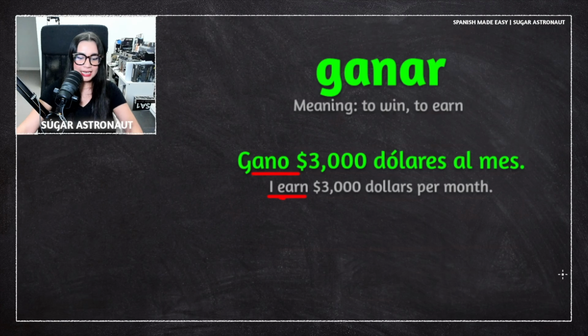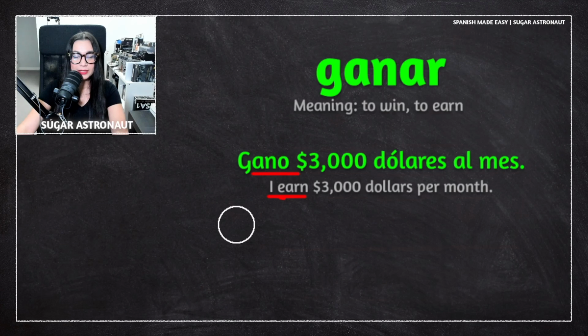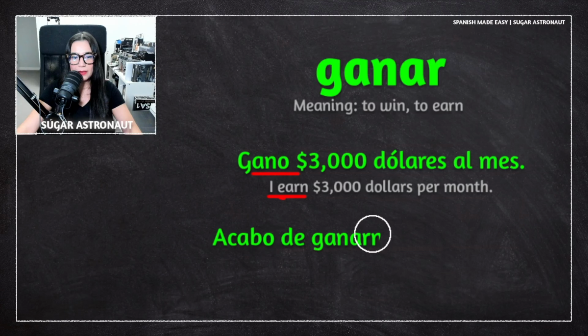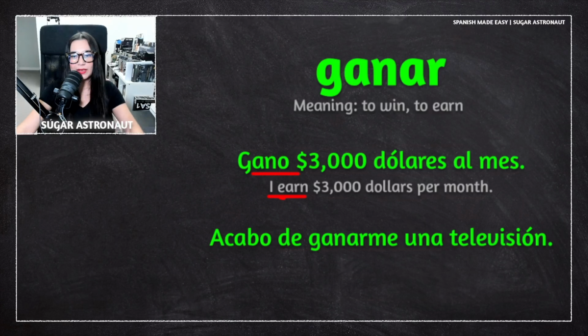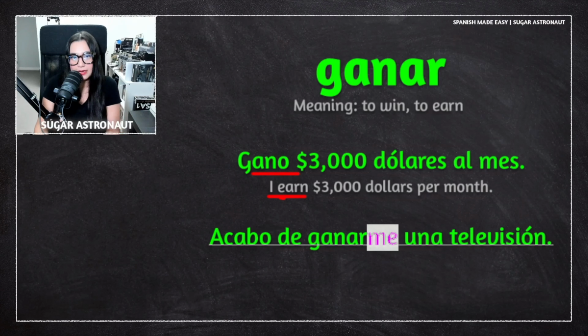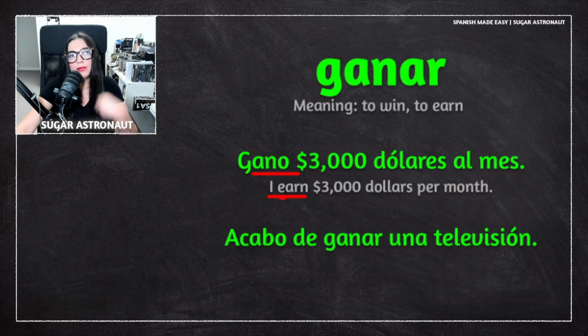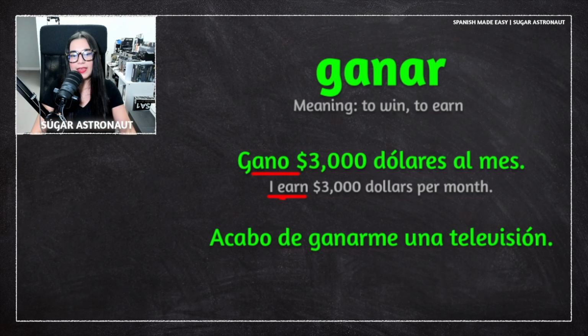Let's move on. Let's look at the next example. Let's see how we can use the verb ganar in a different situation. Acabo de ganarme una televisión. Una televisión. Ganarme. By the way, this can be said ganarme. Like in this situation, you can say ganarme or ganar. Acabo de ganar or acabo de ganarme.